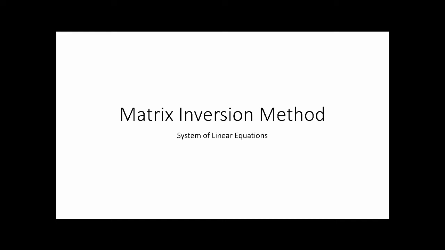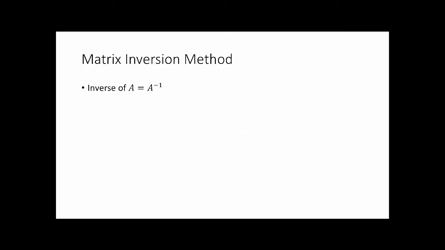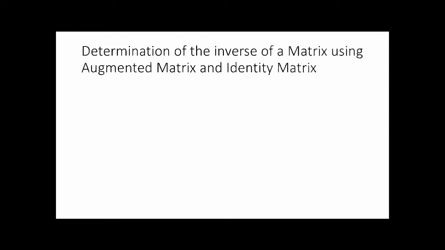Okay, so lecture 4 is about the matrix inversion method in systems of linear equations. The inverse of A is just A raised to negative 1, and its formula is the adjoint of A divided by the determinant of A. We already know this from the previous lecture. Now, the determination of the inverse of a matrix using an augmented matrix and an identity matrix.